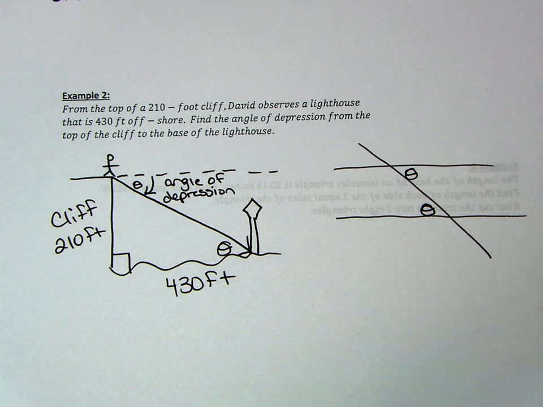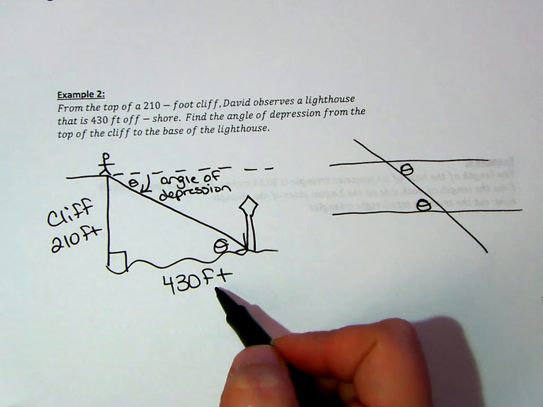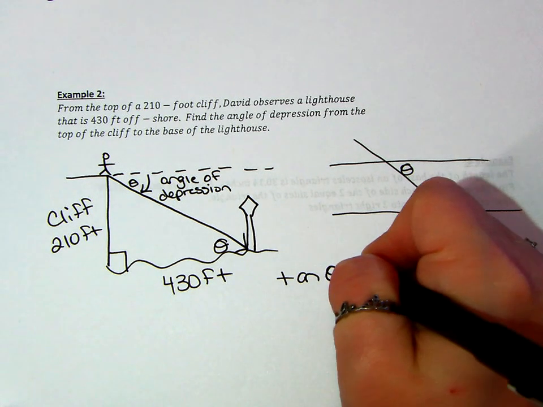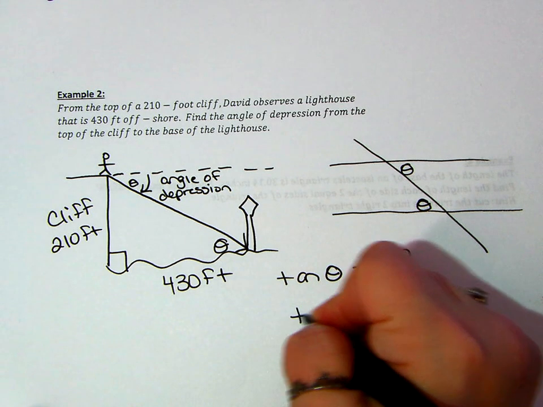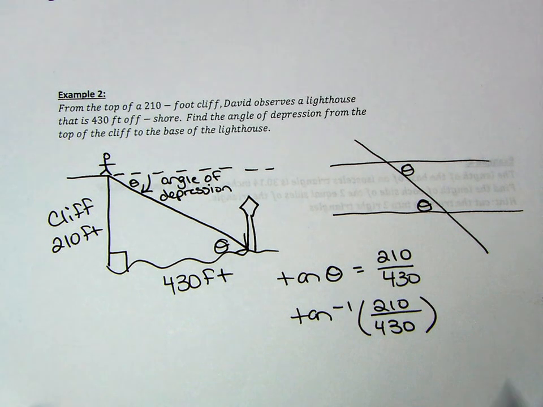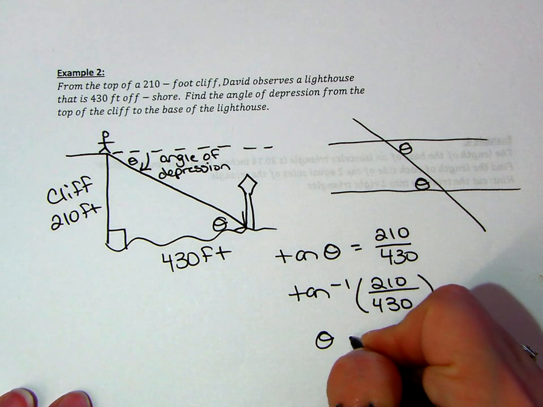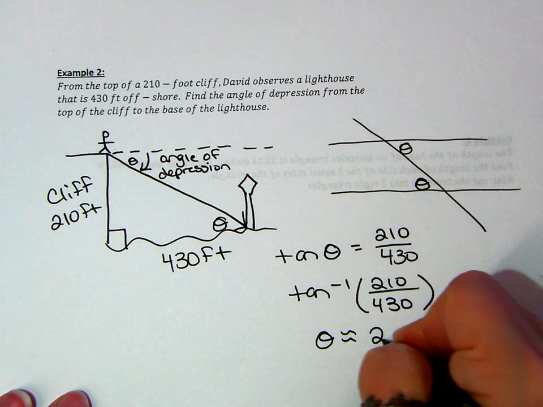Since these two measure the same thing, now we have an opposite over adjacent. We have a tangent situation again. Where if we take tangent of our theta, it's going to give us 210 over 430. Since we're trying to figure out what theta is, we're going to have to take the inverse of those numbers, the tangent inverse, to come up with what theta is. And it says round to the nearest degree, so theta, or the angle of depression in this case, is going to be approximately 26 degrees.